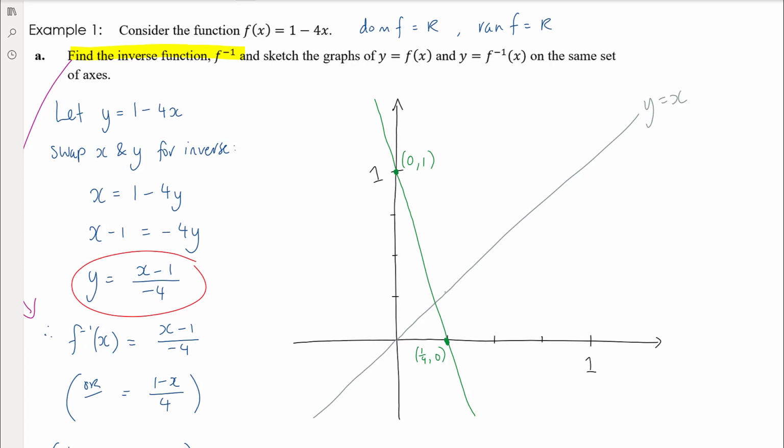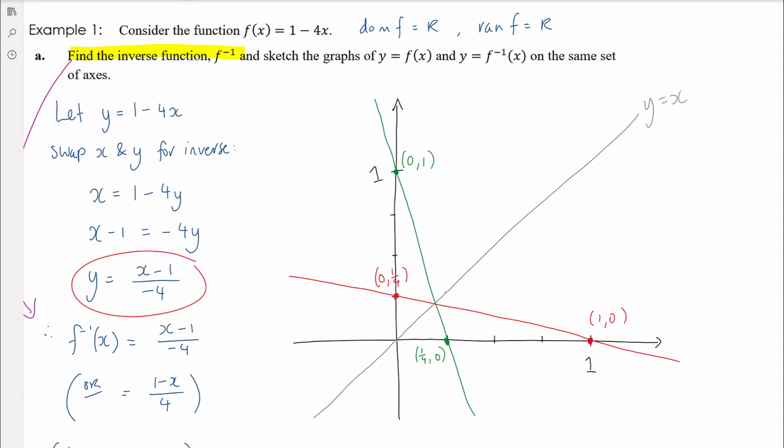and y coordinates. So if my original function goes through the point (0, 1), my inverse function goes through the point (1, 0). If my original function goes through the point (1/4, 0), my inverse function goes through the point (0, 1/4). Okay, straight line, only need 2 points to draw a straight line. Okay, and so there's my inverse function.